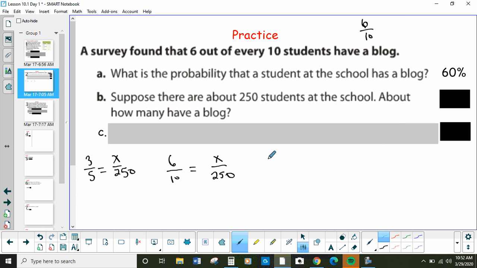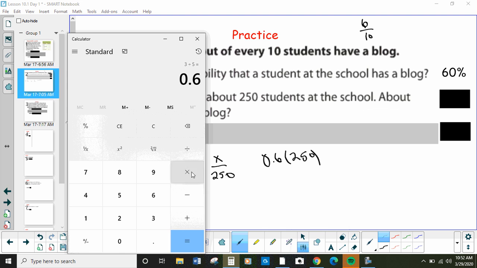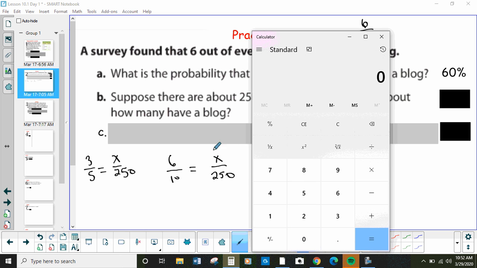And of course, the other option is to take 0.6 and multiply it by the total 250. No matter how you did it, we should have got the same answer. Let me show you one way. Let me use a multiplication this time. We get 150 students. What if I use one of these proportions here? I cross multiply 6 times 250, and then divide by the coefficient, divide by 10. We know that's just moving the decimal one time. We get 150 that way.